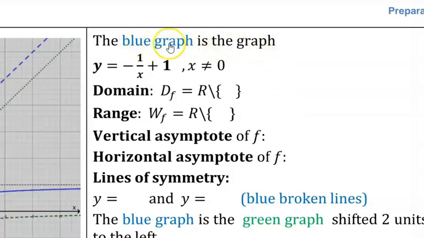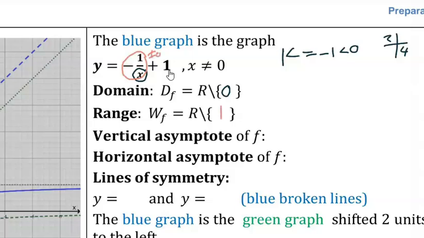So let us look at the blue graph, which is represented by y equal to minus 1 over x plus 1. In this case, our k is again minus 1, which is negative. So we know it is in the second and the fourth quadrant. And our domain is everything but 0, because that x cannot be 0. We cannot divide by 0. And since this cannot be 0, we cannot have an answer of 1. So our vertical asymptote is x equal to 0, and our horizontal asymptote is y equal to 1.